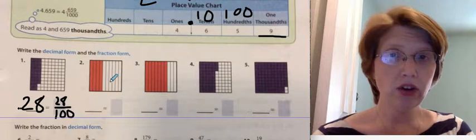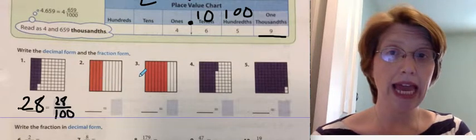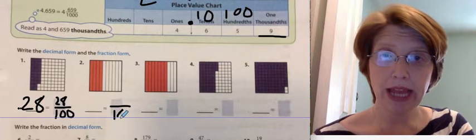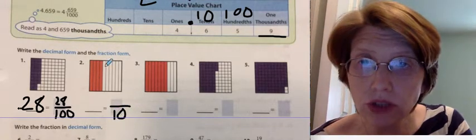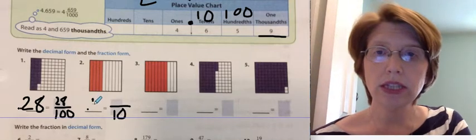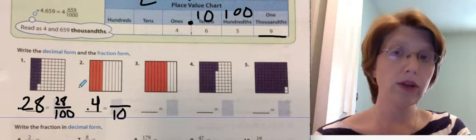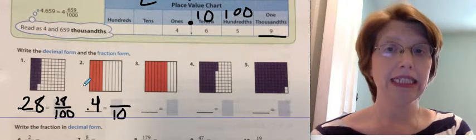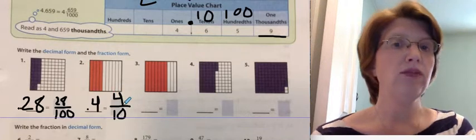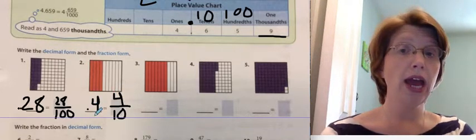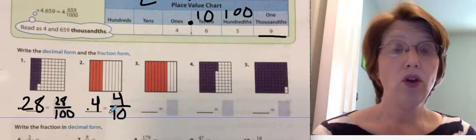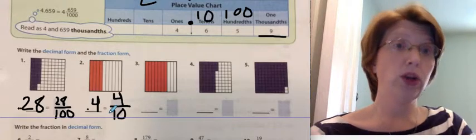Now here, this one doesn't have 100. This only has 10. So this is out of 10. How many out of 10? 1, 2, 3, 4. So this is only going to have a tenths place. So it is going to be 0.4, but we don't say 0.4, we say 4 tenths. And when I write that as a fraction, that's the beauty of knowing how to say decimals. If you know how to say it, then you'll know how to write it in fraction form because it's the same. 4/10, and then I write 4/10.